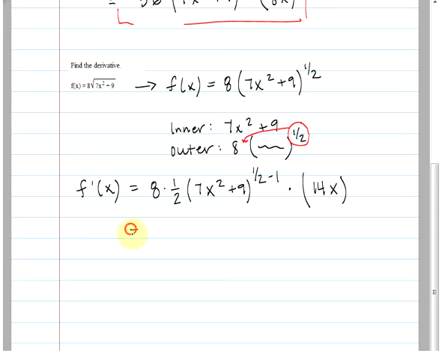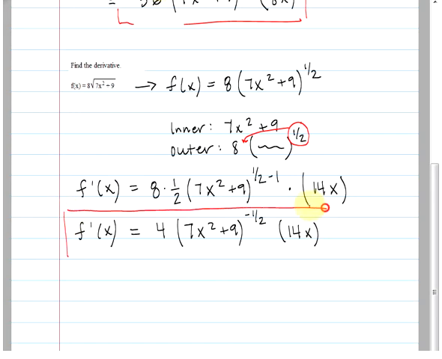And then we'll just clean this up a little bit for our final answer. 8 times 1/2 is 4. Leave that inner function alone. When we decrease our exponent by 1, we get negative 1/2. And multiplying by the derivative of our inner function, 14x, gives us our final result.